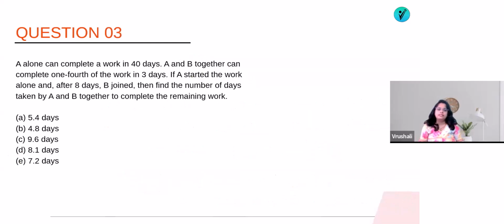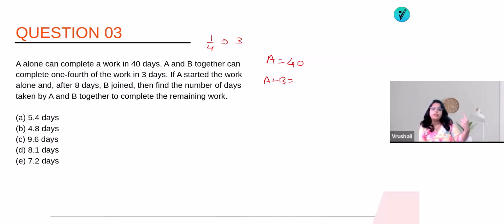So question number 3 is here on the screen. Let's try to solve. This is of time and work, most important. A alone can complete a work in 40 days. Okay, A requires 40 days. A and B together can complete 1/4 of the work in 3 days. If 1/4 work requires 3 days, then complete work will require what?